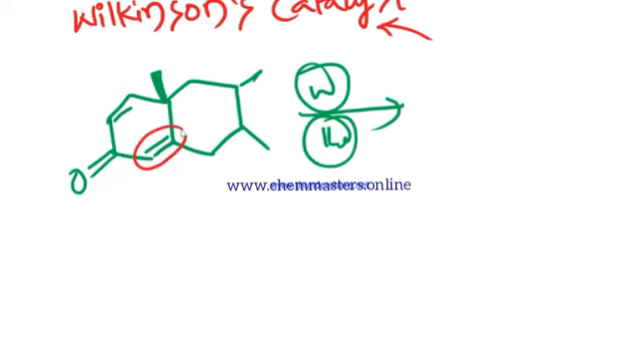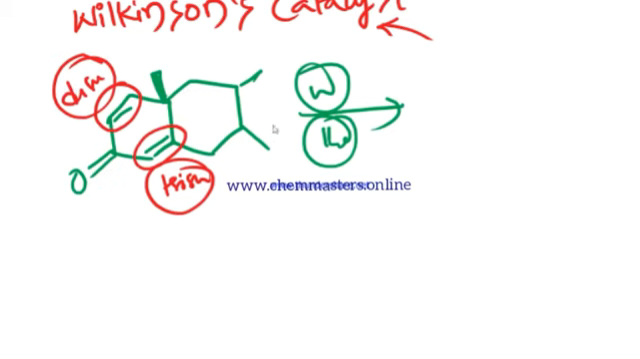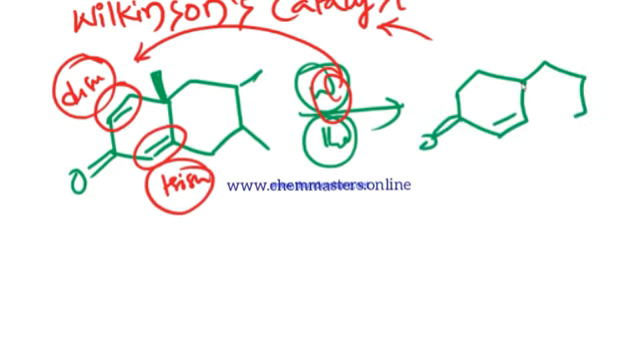Now just look at this unsaturation, which is the tri-substituted unsaturation part of the given substrate, and this is the di-substituted unsaturation part of it. As we said, Wilkinson's catalyst prefers to hydrogenate less substituted olefins to escape from the steric repulsions. So that's why the product can be observed like this. The hydrogenation takes place on the di-substituted unsaturation part of the given substrate.